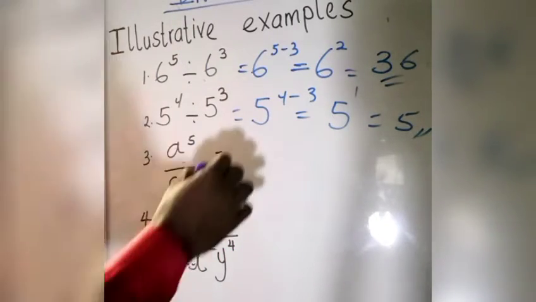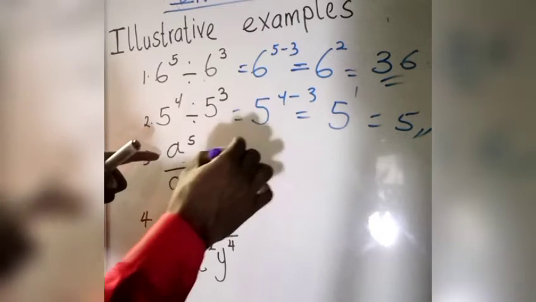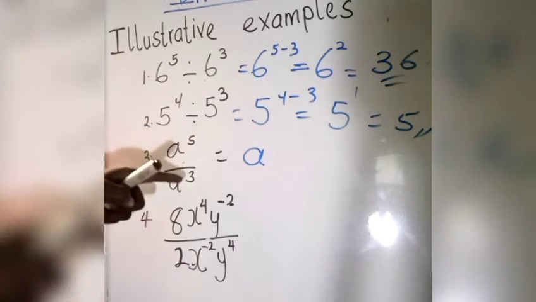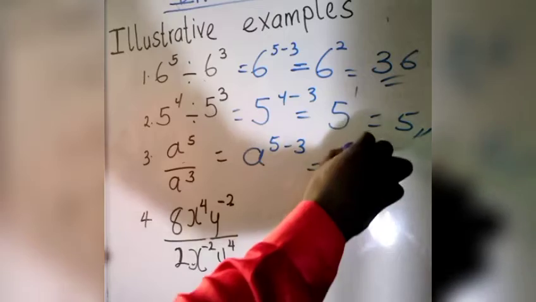Now let's come to the third one. That one too is the same division. So you write the a once, and we subtract the powers. 5 minus 3, and we get a squared.